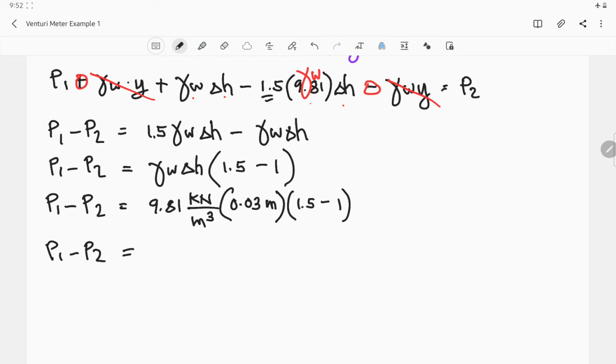minus P2 as 0.5 times 0.03 times 9.81. Since that's in kilopascal, let's convert it into Pascal, that's 147.15 Newton per square meter, multiplying by 1,000. Alright? So now we have the value of our P1 minus P2.